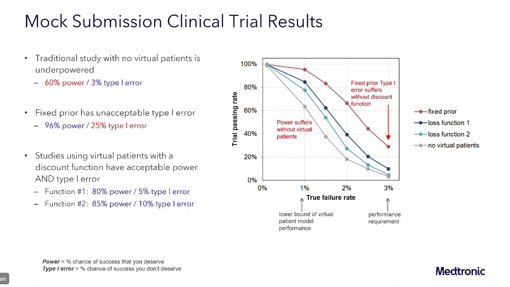So we can look at the results here, and there's a lot going on, but we'll talk through it. To start out with, if you look at a traditional study with no virtual patients, that's shown in the gray line kind of on the left in the graph, this was underpowered, meaning that even though we would likely be able to detect a dangerous device, we had so many false positives because the sample size was relatively small. So no firm would likely undertake a study that only had 60% power.